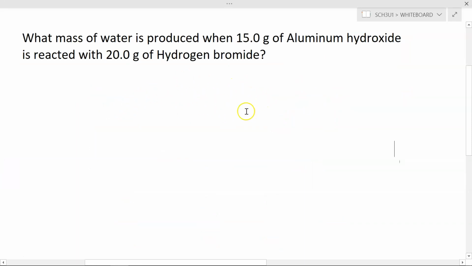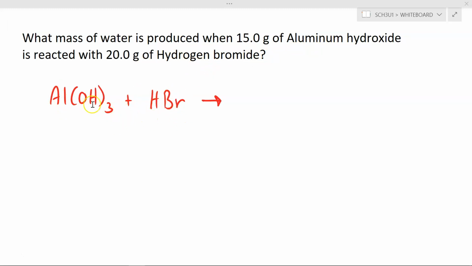First step, write out the chemical equation. Alright, so by now you should know how to do nomenclature. Aluminum hydroxide, Al(OH)3. Hydrogen bromide, HBr. By now you should also be able to predict the products of these chemical reactions. In this case, it's a double displacement reaction. In this case, you'll produce aluminum bromide and H2O.